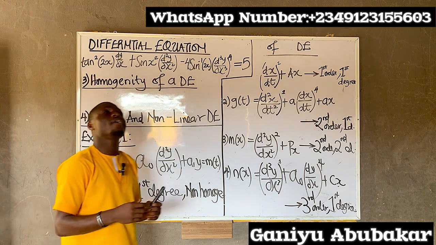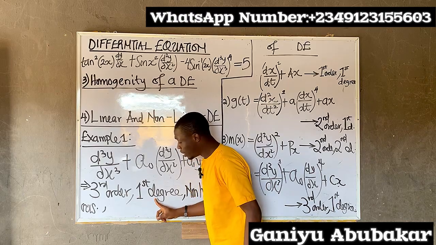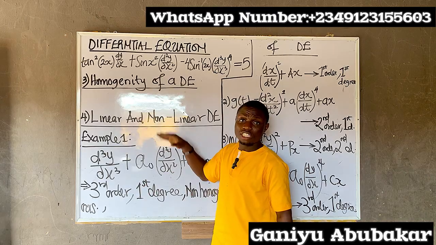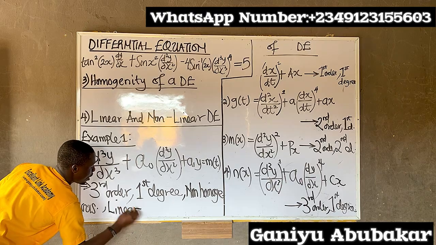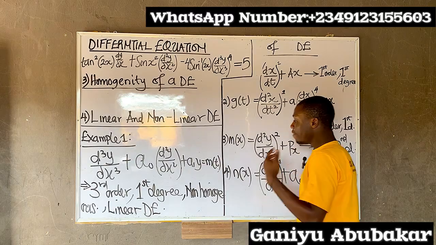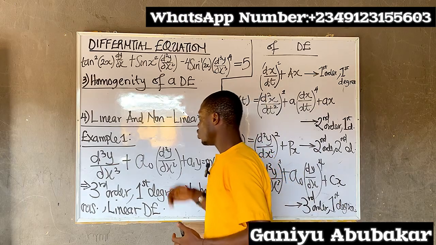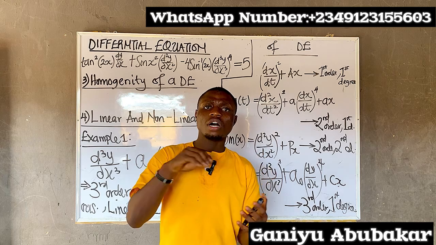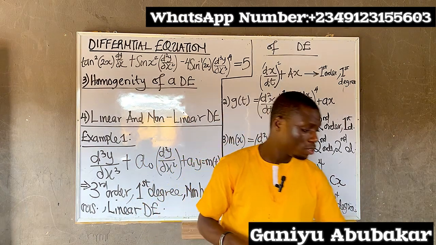Finally, let's get the linear. We said linearity goes down to degree. If degree is 1, then it's linear. If degree is above 1, it's non-linear. So in this case here, this is a linear differential equation. So this equation here is a third order, first degree, non-homogeneous, and linear differential equation. This is the idea behind the basic terminology involved in the study of differential equations.